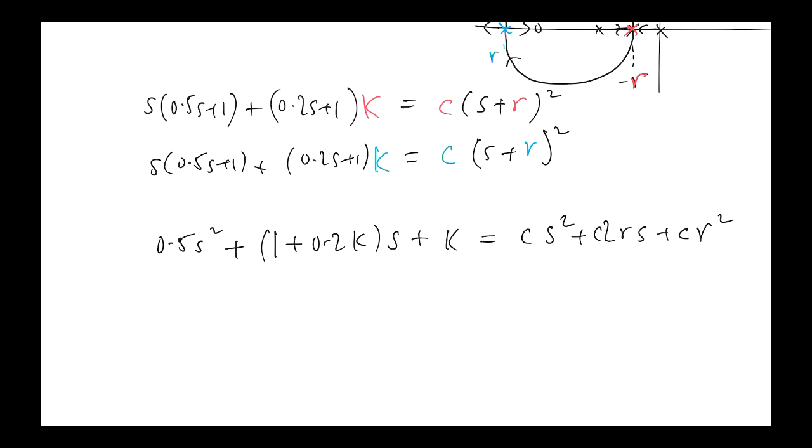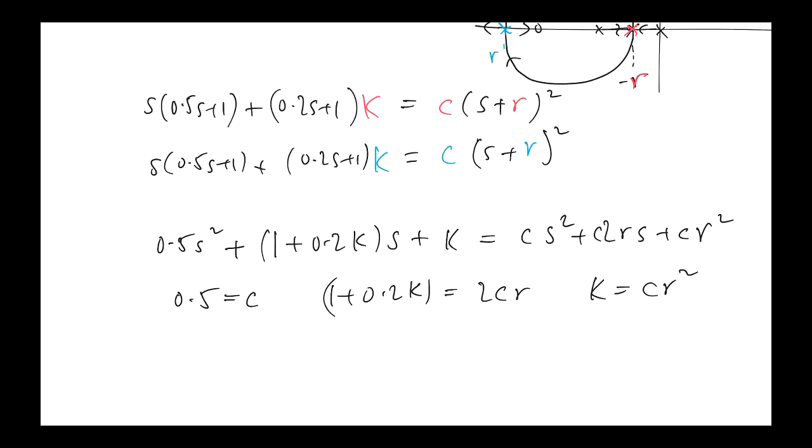So how can those two polynomials be equal? I've got to choose the parameters k, c, and r to make those two polynomials equal. Well, how can I make two polynomials equal? I just match their coefficients, right? So I get that equation, which tells me what c is. Yep, it's going to be the same for r, right? I'm going to get 1 plus 0.2k must be equal to 2cr. Agree? All right. And I'm going to have that k equals cr squared.